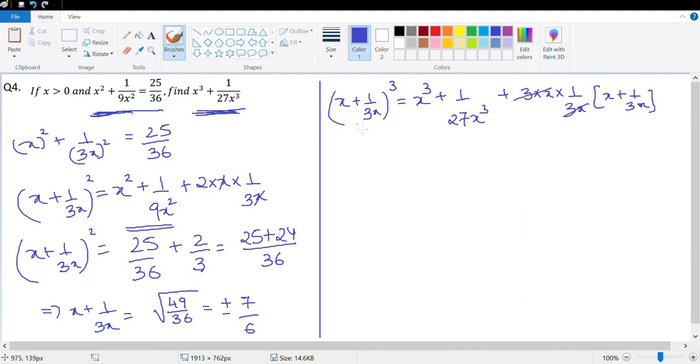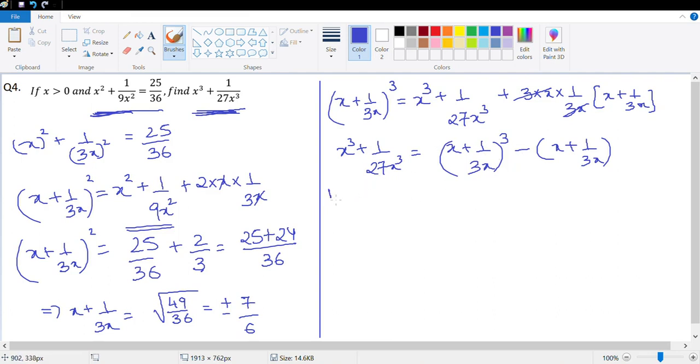This is what I know. The value of this I know. So this is x cube plus 1 upon 27x cube would be equal to x plus 1 upon 3x the whole cube minus x plus 1 upon 3x. Yes, that's true. Plus minus x plus 1 upon 3x. So this will be the answer.